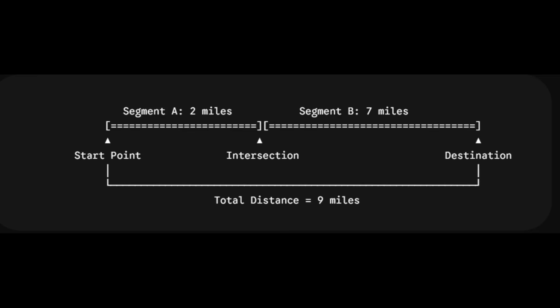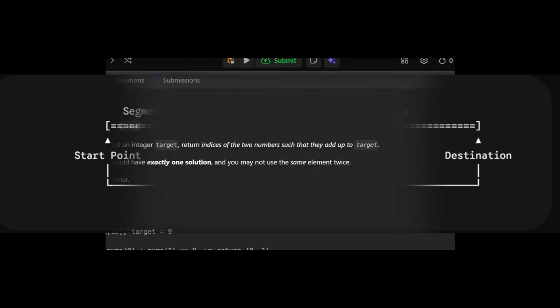If you look at the map, suppose segment A is 2 miles and segment B is 7 miles. Together we get our total destination distance of 9 miles.